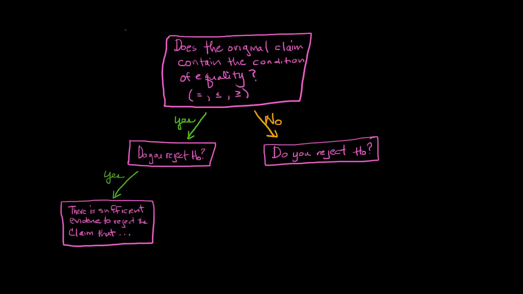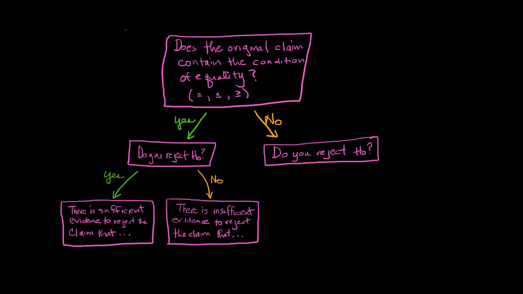Okay. If the original claim did contain the condition of equality, and we did not reject the null hypothesis, then there is insufficient evidence to reject the claim that most college students have a credit card, or the mean amount of annual rainfall in Knoxville is 46 inches, something like that. So we just go back to that original claim and state it.